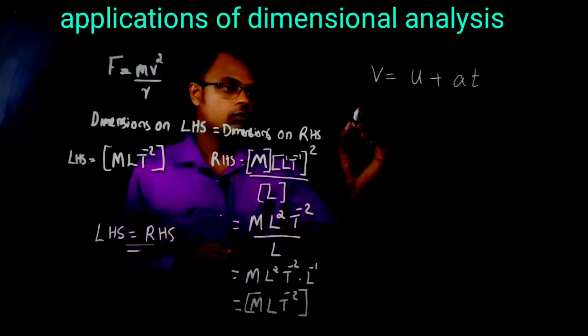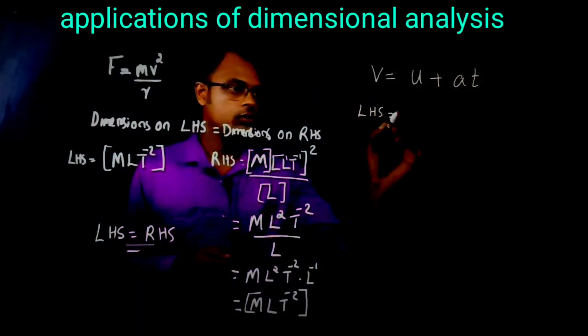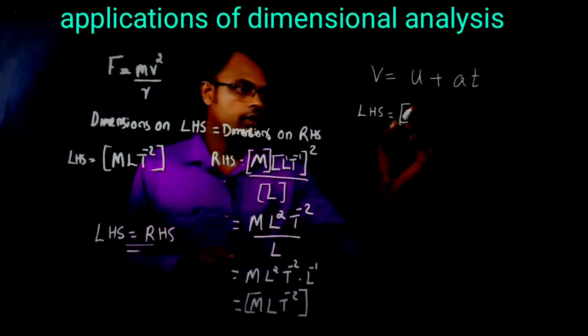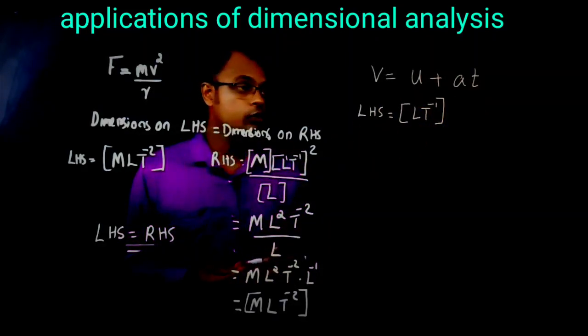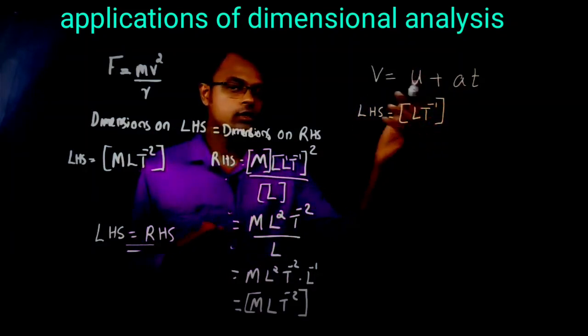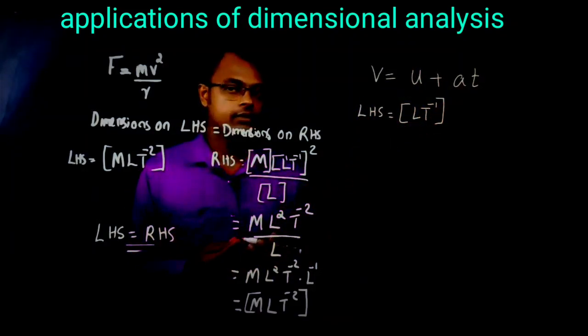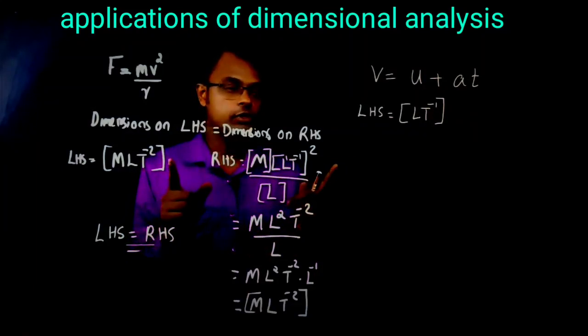So what are the dimensions on LHS? V is the velocity, so we can write L t to the power minus 1, meter per second, right? But on the right side there are two terms, U and AT. Since V is velocity, the two quantities being added must also be velocity, and only then will you get the answer. You cannot add one physical quantity to another with different dimensions.